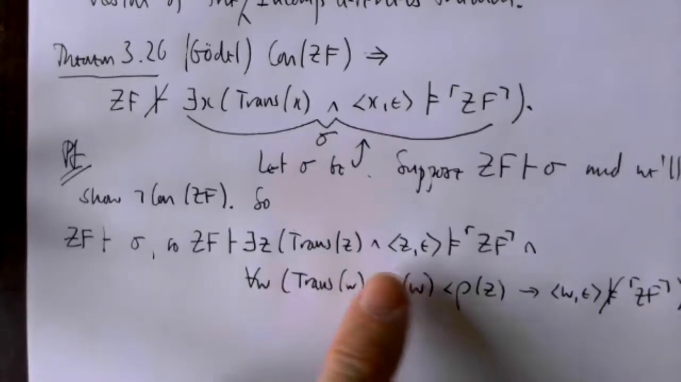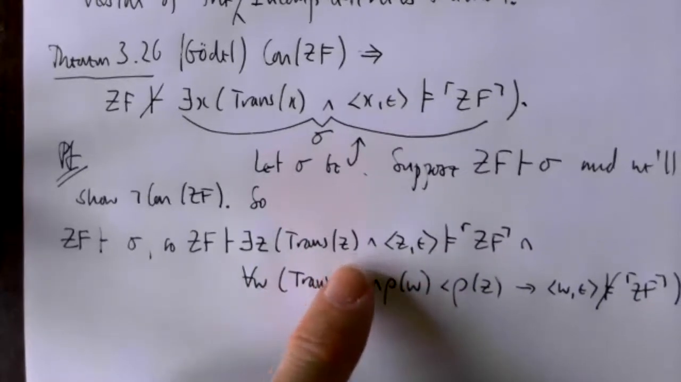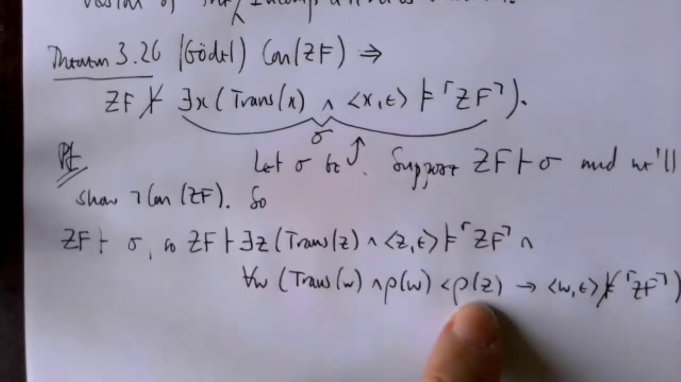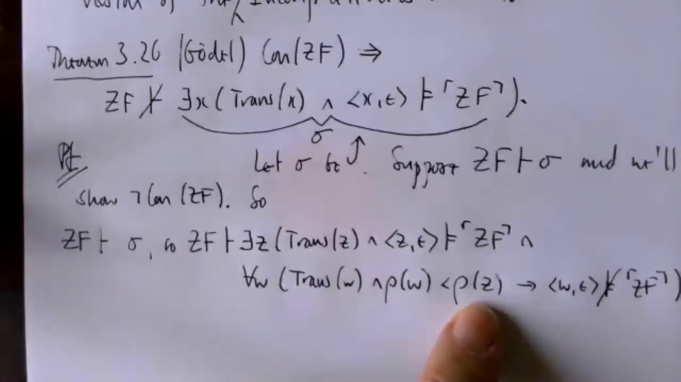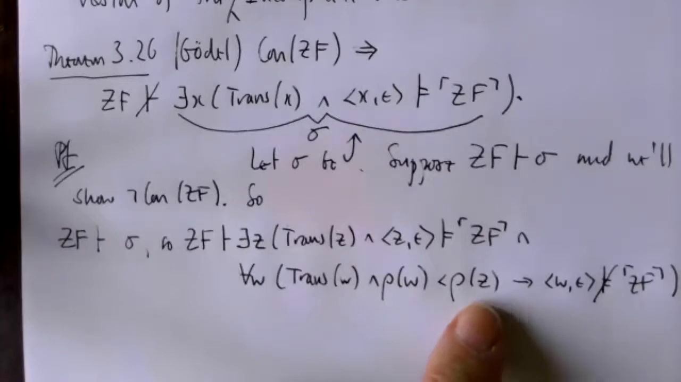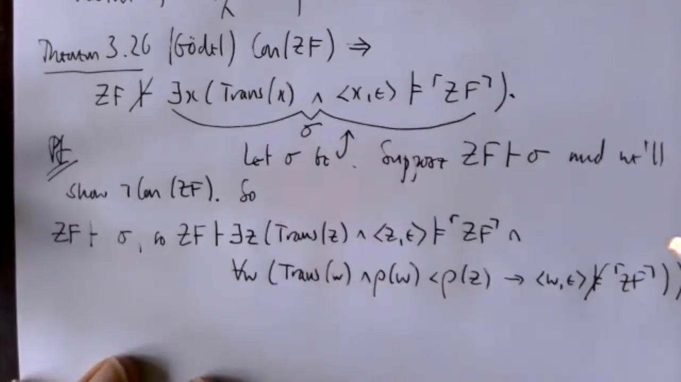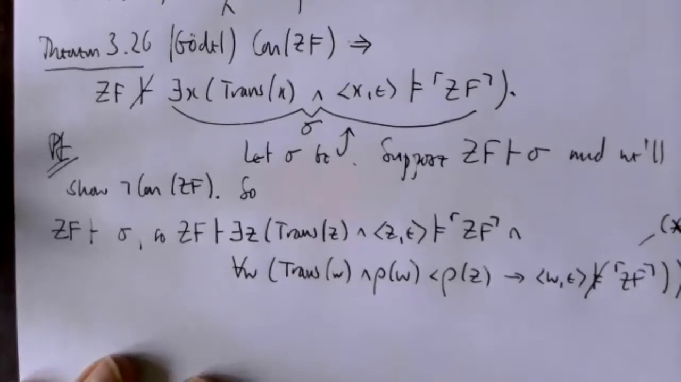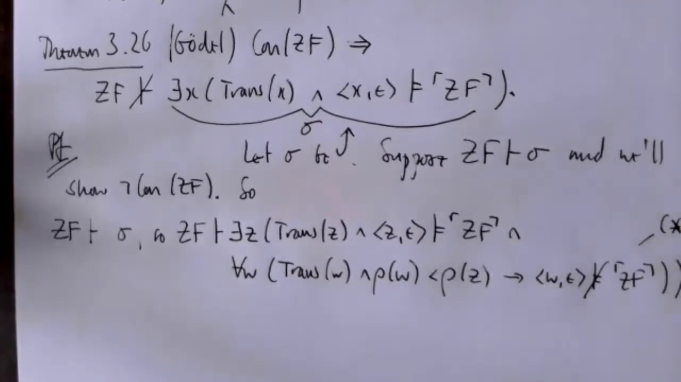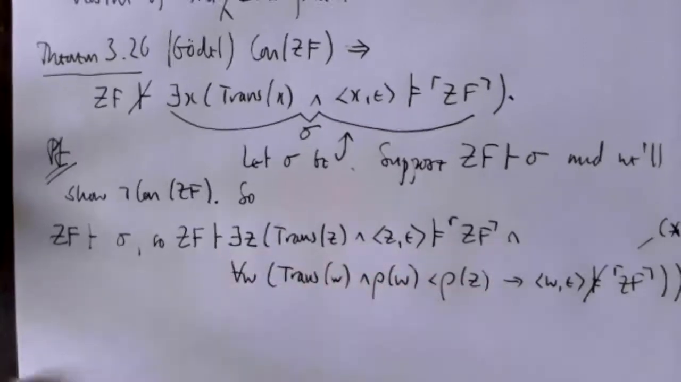So the Z here that instantiates this is going to be something of least rank. So it's the least complicated, in terms of the V hierarchy, set which is a model of ZF. So I've called this statement star in the notes. Okay, so let Z satisfy this formula.